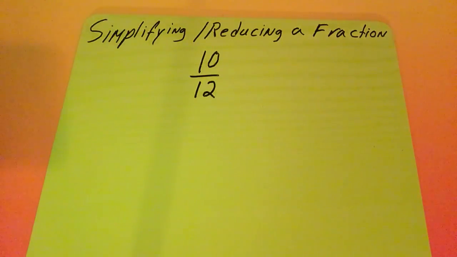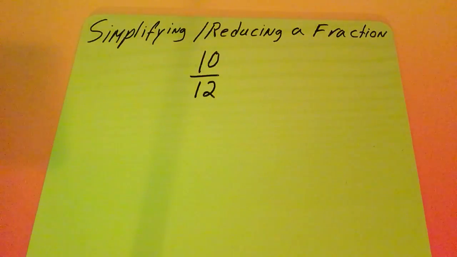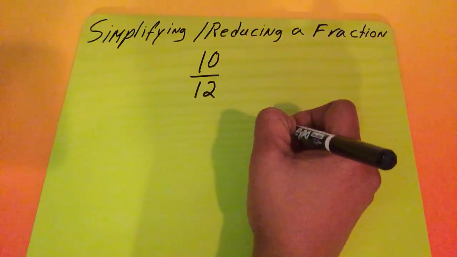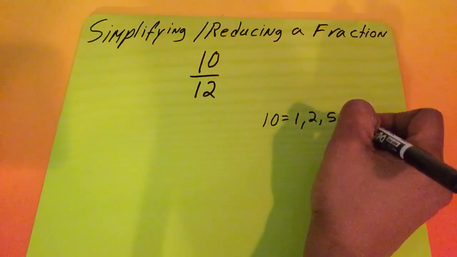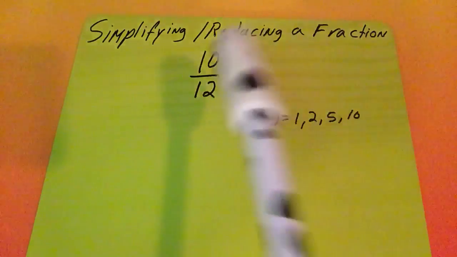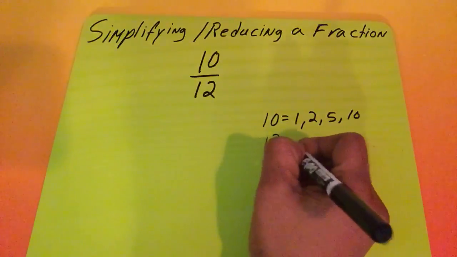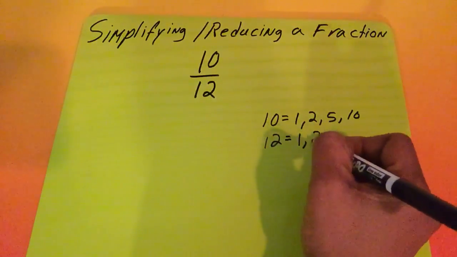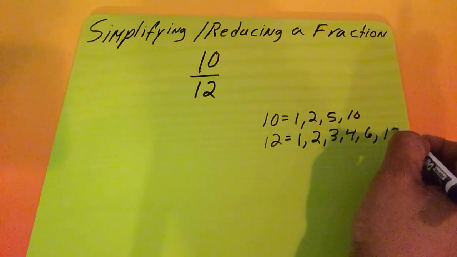The first thing you do when reducing a fraction is to think about the GCF, the greatest common factor between the numerator and the denominator. So what we will do, we will list the factors of 10, our numerator. Factors of 10, 1, 2, 5, and 10. Then we will list the factors of our denominator, 12. 1, 2, 3, 4, 6, and 12.